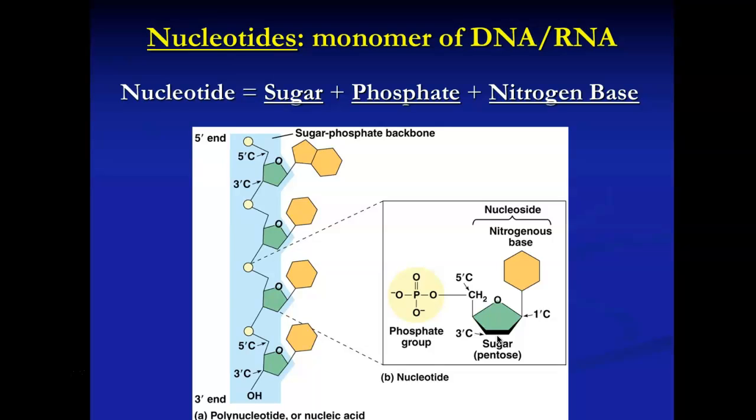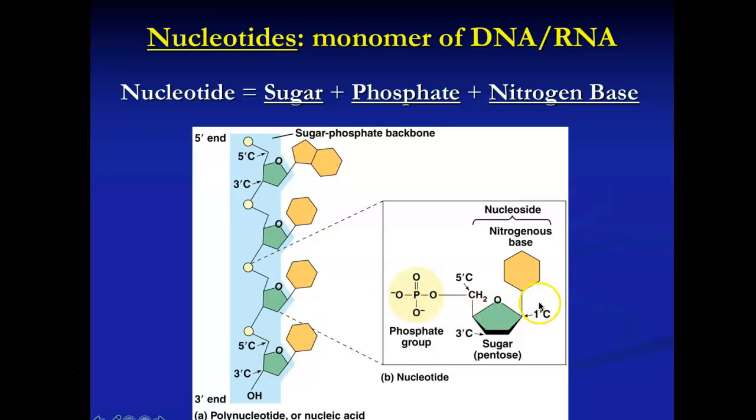A nucleotide is going to consist of three parts: a sugar, a phosphate, and a nitrogenous base. Right here you have the phosphate, it's the circle. Right here you have the sugar, it's the pentagon. And then right here you have your nitrogen bases. You're either going to have a purine or a pyrimidine nitrogen base. And remember, the nitrogen bases are going to be either A, T, C, G, or U instead of T if you're talking about RNA.